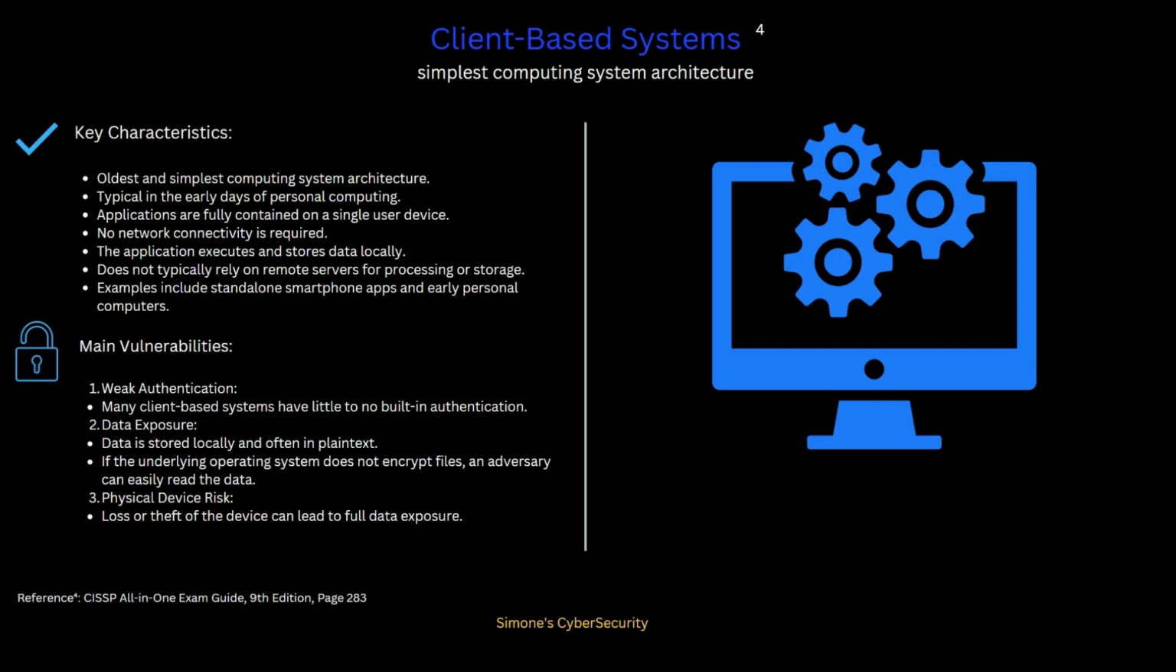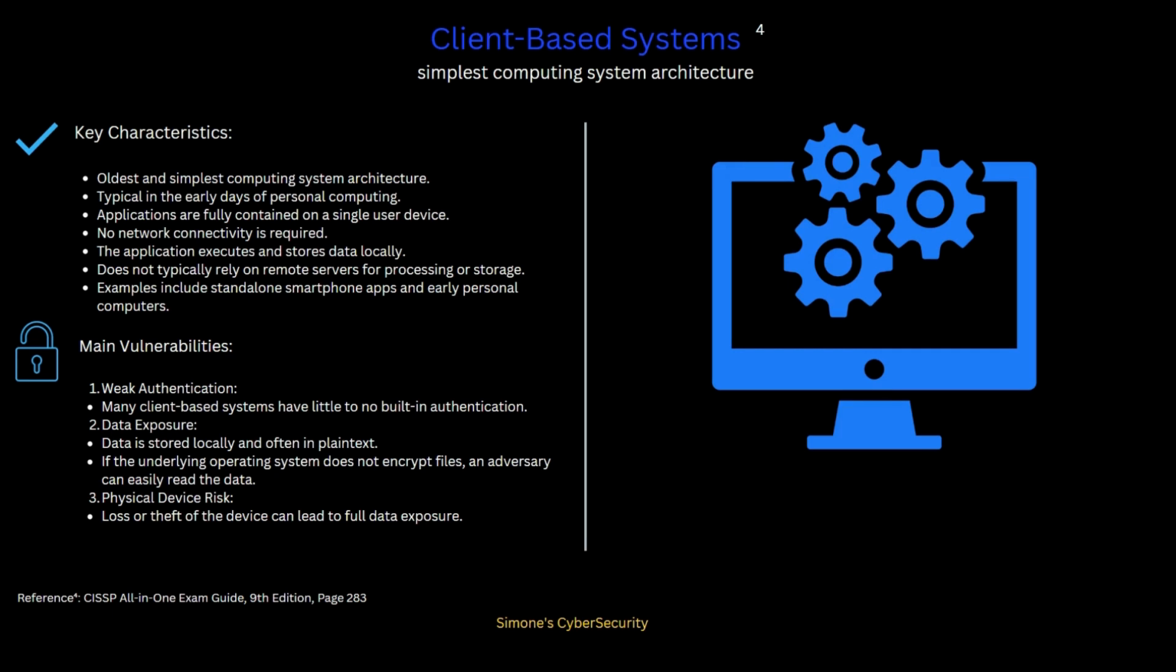First, authentication in these systems was often very weak or non-existent. Many of these systems didn't have strong login mechanisms built in. Second, the data was stored locally in plain text, and the operating system did not have the capability to encrypt it, and anyone gaining access to the device could read the data. And third, there's a big physical device risk. If the laptop, smartphone, or external drive is lost or stolen, all of the data stored on it could be exposed.